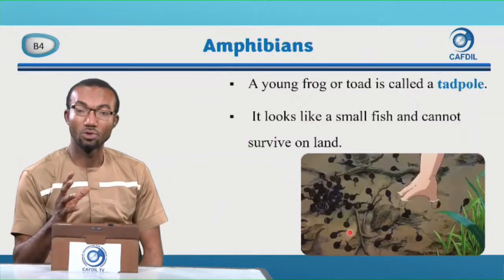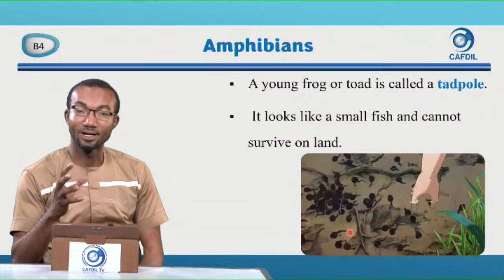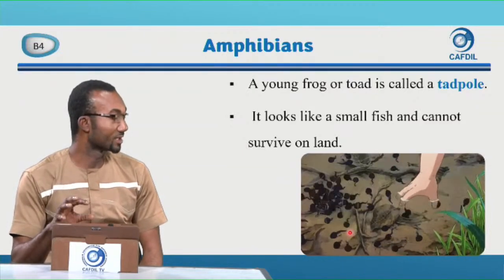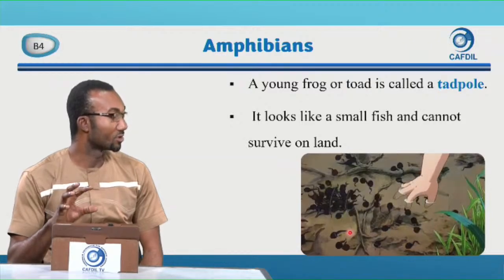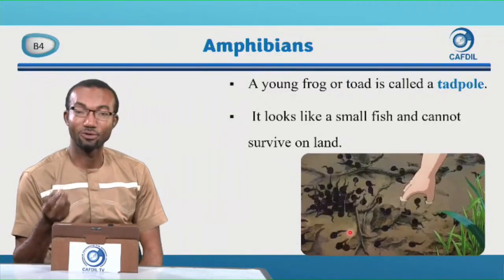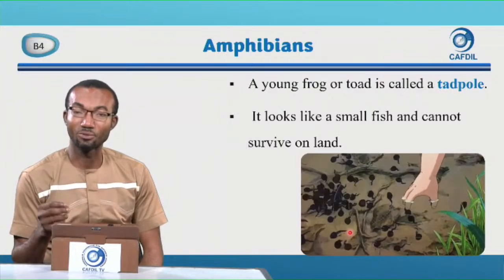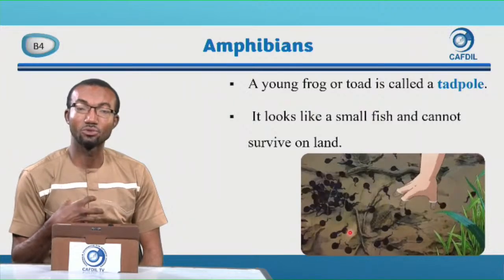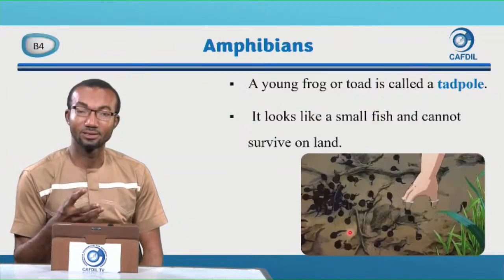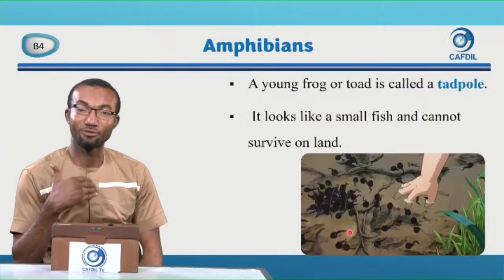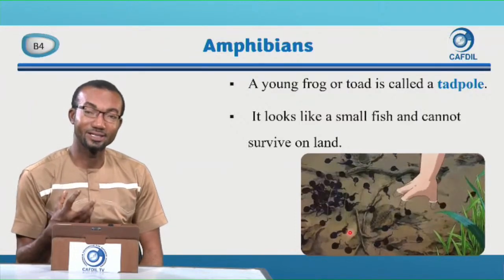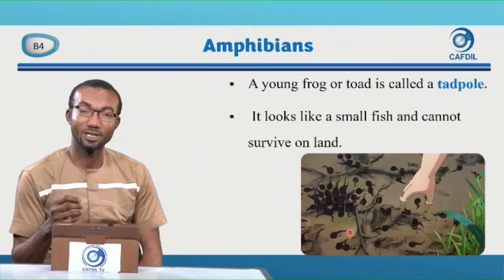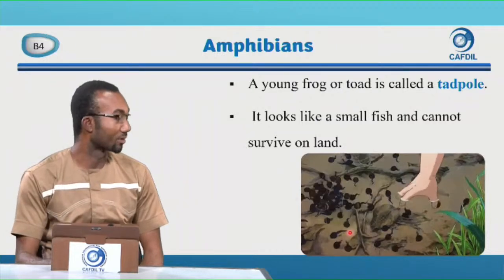As they grow, their physical body changes. It looks like a small fish and cannot survive on land. Why can't it survive on land? When they are young like this, they don't have the organs that will help them to breathe on land. It's when they are fully matured that they get those organs. But when they are young, they have gills, and the gills help them to breathe in water, not on land.